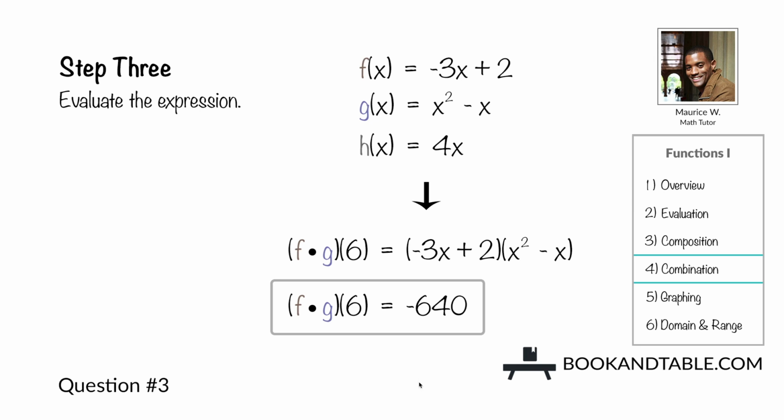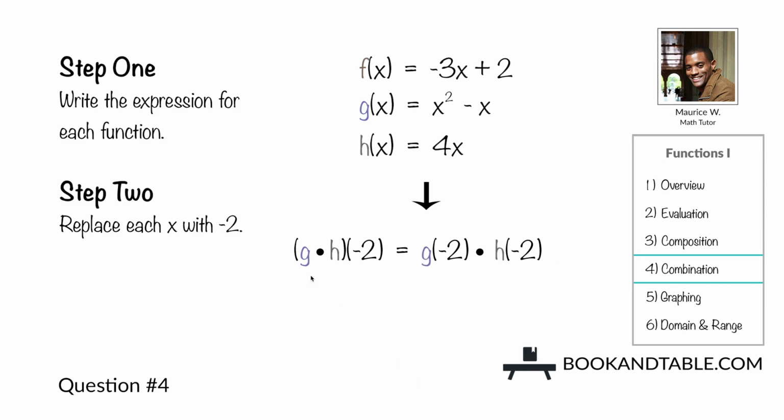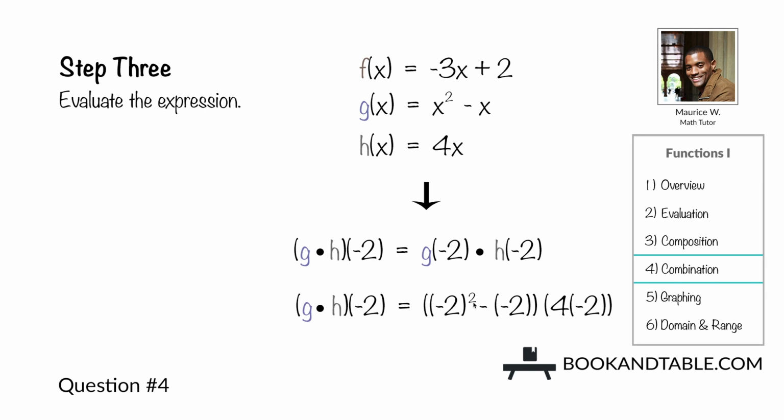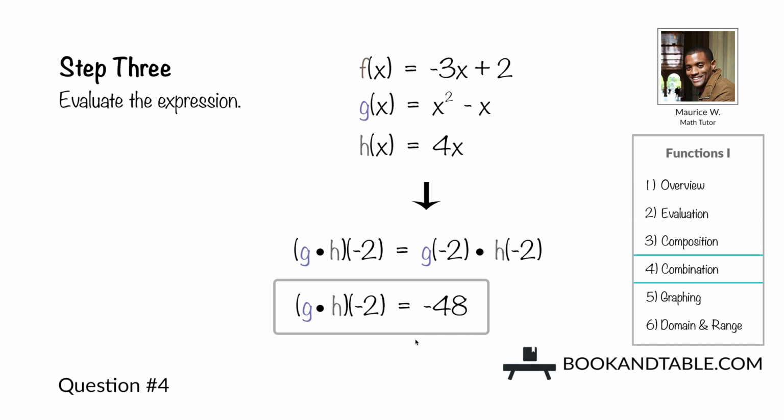Let's now have a look at question number 4. We were asked to evaluate g times h of negative 2. So we want to write out the g function and the h function inside a pair of parentheses. And now step 2, replace each x with negative 2. So when we do so, we get negative 2 squared, which is 4, minus negative 2, which is plus 2, times 4 times negative 2, which is negative 8. 4 plus 2 is equal to 6, and 6 times negative 8 is negative 48. So we see question number 4, g times h of negative 2 is equal to negative 48.